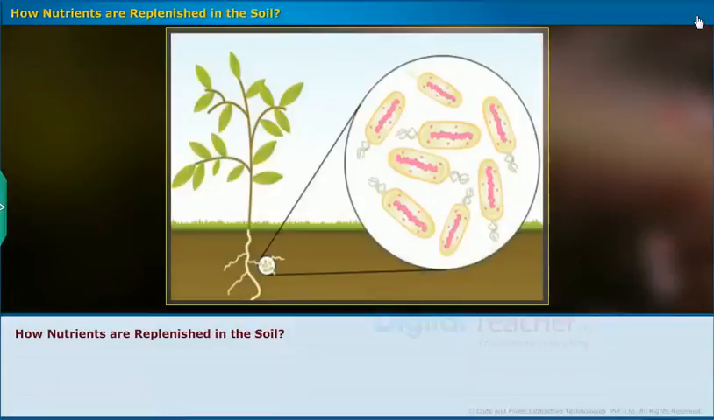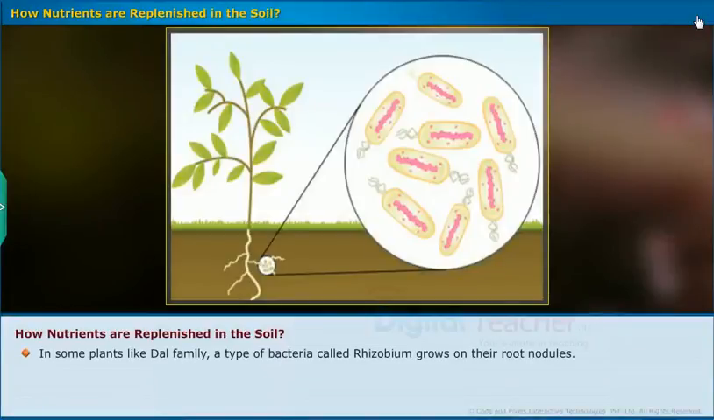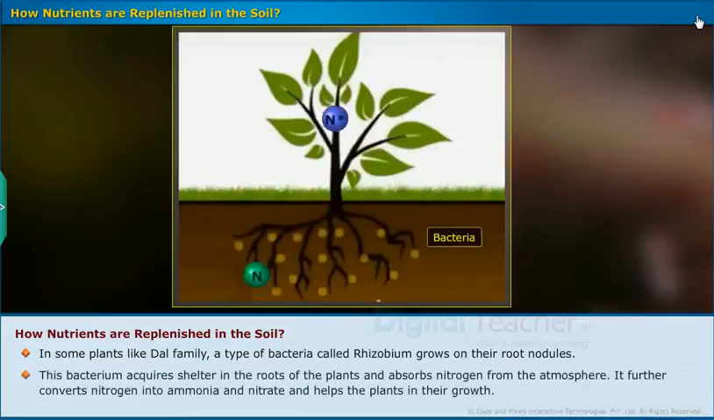Let us study how nutrients are replenished in the soil. In some plants like dal family, a type of bacteria called Rhizobium grows on their root nodules. This bacterium acquires shelter in the roots of the plants and absorbs nitrogen from the atmosphere. It further converts nitrogen into ammonia and nitrate and helps the plant in their growth.